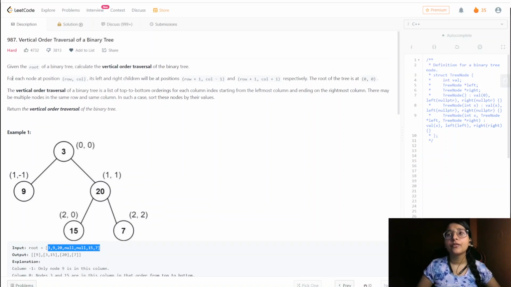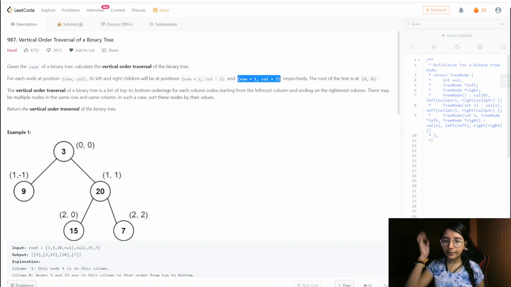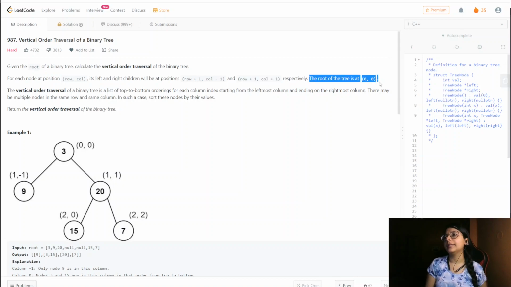So for each node at position row, column, its left and right children will be at position row plus 1, column minus 1. This is for the left side. It will be at the next row, but if we see it as a number line, then at this particular point, on the left-hand side there would be column minus 1, and at 0, and then here there would be column plus 1. So that's what they have written: row plus 1, column minus 1 and then row plus 1, column plus 1. These are for the left and the right nodes respectively, and the root of the tree is at 0, 0.